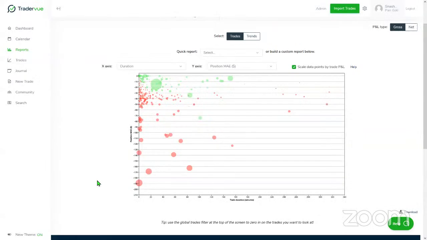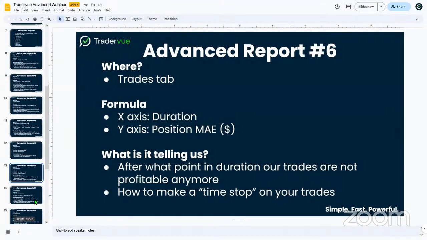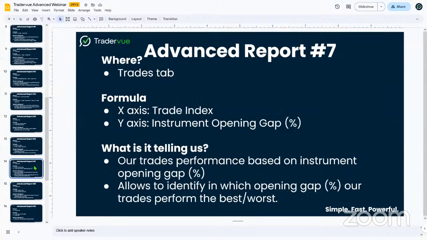Let's see what do we have here. Advanced report number 7. Okay, so this is advanced report number 7, trades tab. The x-axis we have trade index and instrument. Y-axis we have instrument opening gap percentage, for those of you who take into account opening gaps. So what is it going to be telling us? Our trades performance based on instrument opening gap. And it will essentially allow us to identify in which opening gap percentage our trades performed best or worst. Let's go ahead and do that.